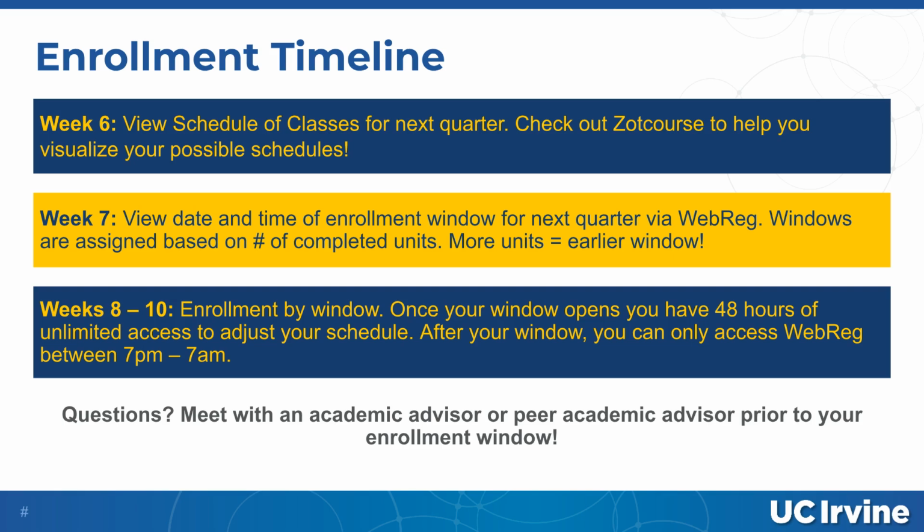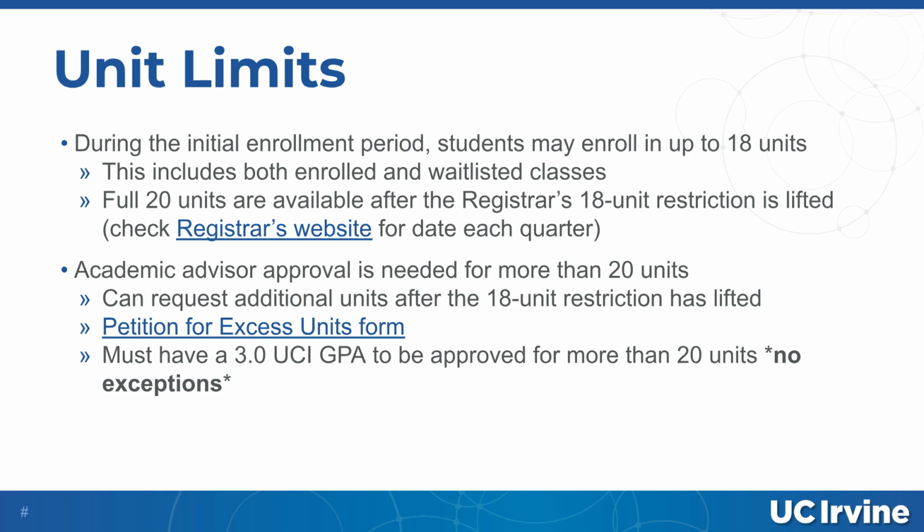It is strongly recommended that you meet with an academic advisor or peer advisor before your enrollment window opens. Next, it is important to understand the unit limitations that apply during enrollment. During the initial enrollment period, you may enroll in up to 18 units of coursework, including both enrolled and waitlisted courses. This 18-unit restriction will eventually be lifted, at which point you may enroll in up to 20 units.